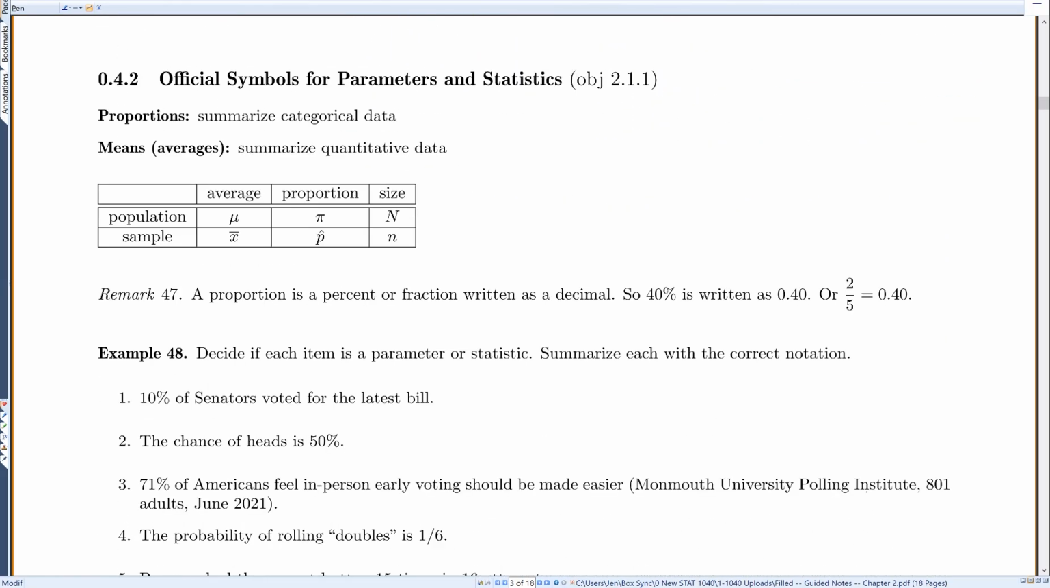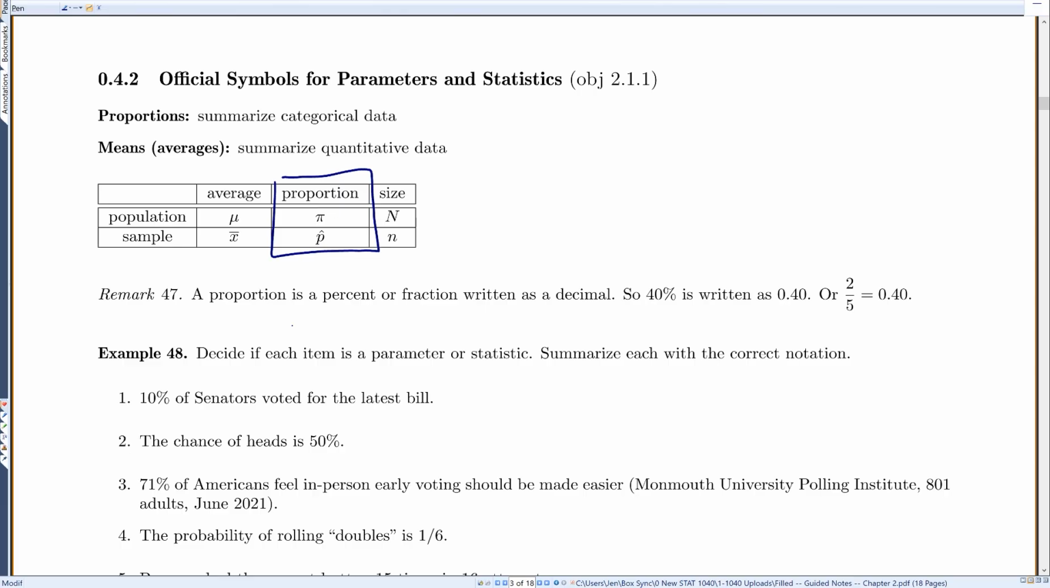Now there are official symbols for parameters and statistics. We're going to use a proportion anytime we want to summarize categorical data, and we use means or the average to summarize quantitative data. So if you have the average for your population, we're going to call it mu, and we'll remind ourselves of that back when we actually study averages. And the sample average would be this x bar. But we're not going to do averages for a little bit. We're going to focus on proportions for a little while.